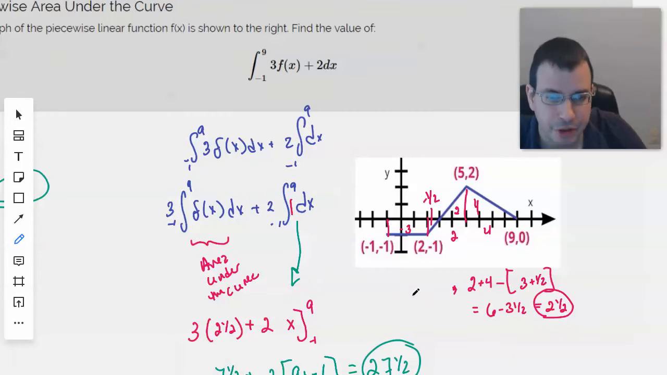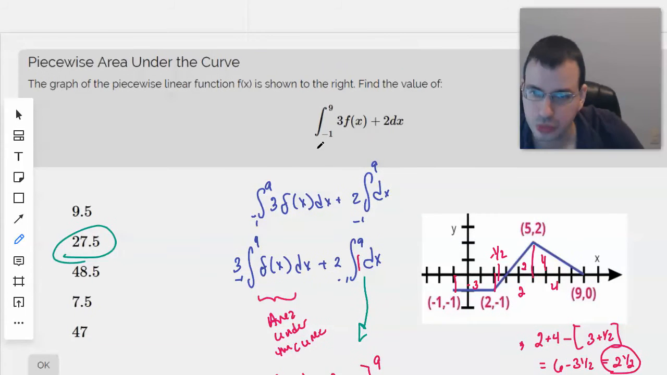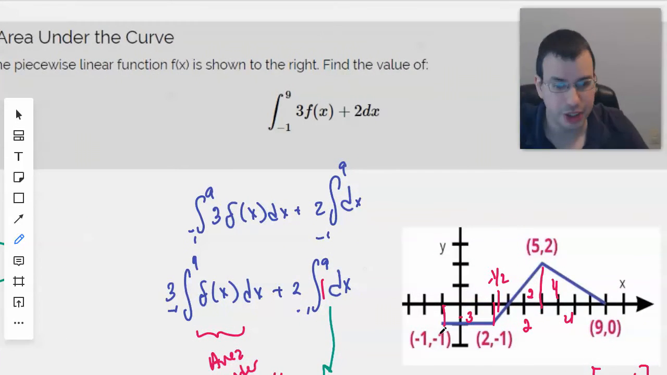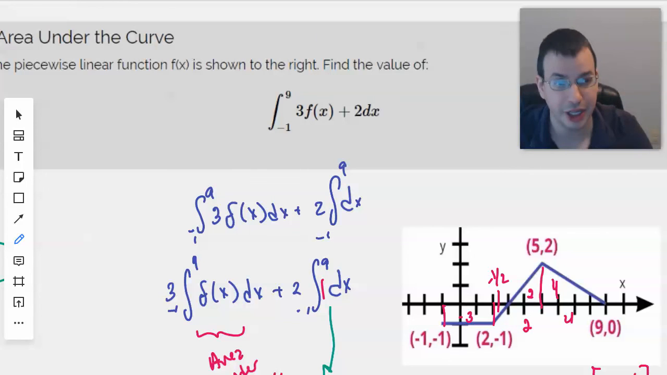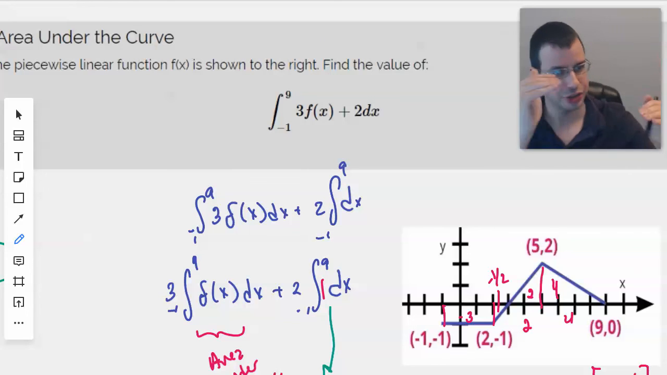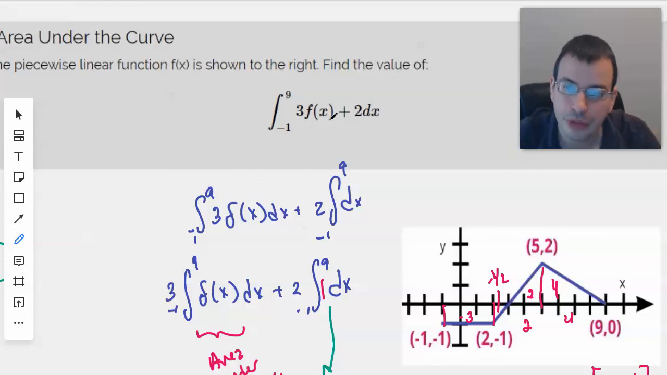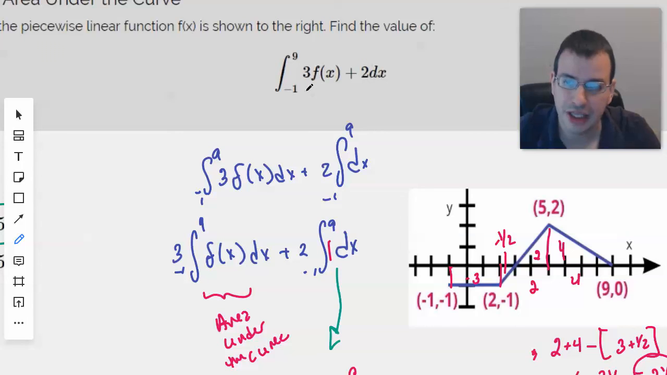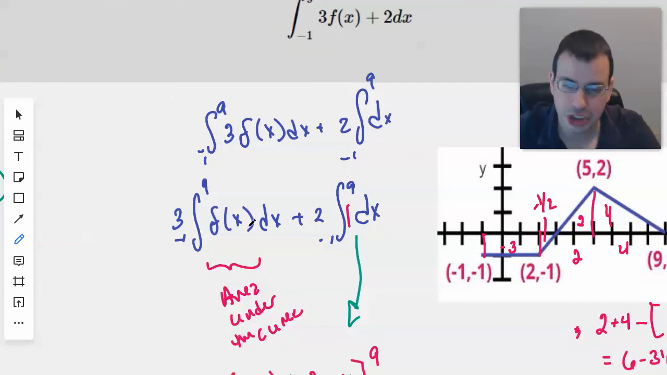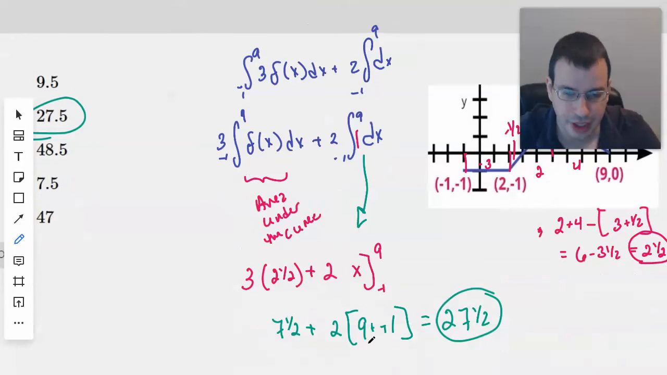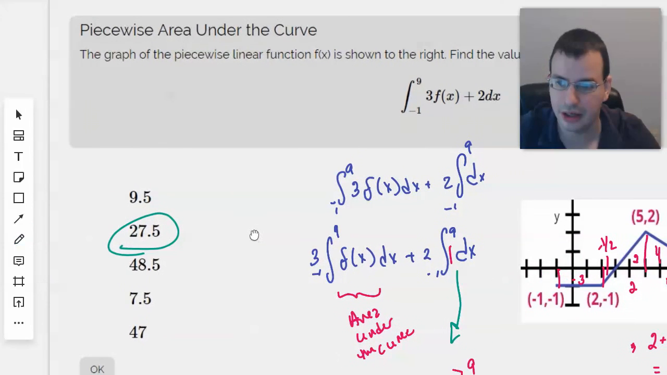Okay. So to recap, we're given a piecewise linear function, which basically means it uses straight lines. Straight lines means that we can use squares and triangles to calculate area under the curve. We rearranged the integral so that we're left with just the integral of f of x dx. We then just multiplied 3 times the area under the curve plus 2 times a constant. Calculate everything out and get the answer. And that's all there is to this kind of problem.